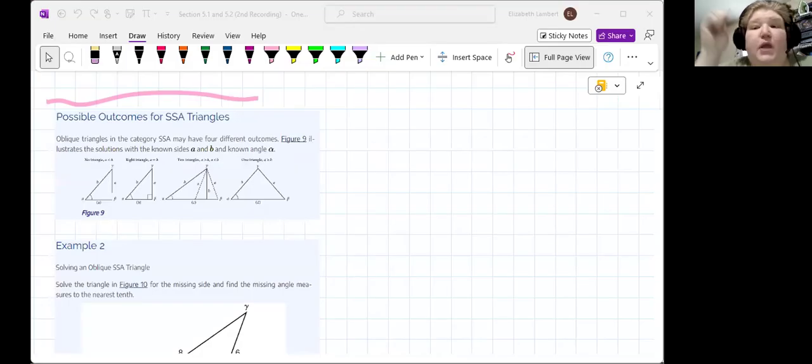Okay, so we are looking at the law of sines. We just did an example with it, and now we're looking at the weird case. This is the case that a lot of people struggle with. It's very abstract. It's kind of weird to get a hold on.